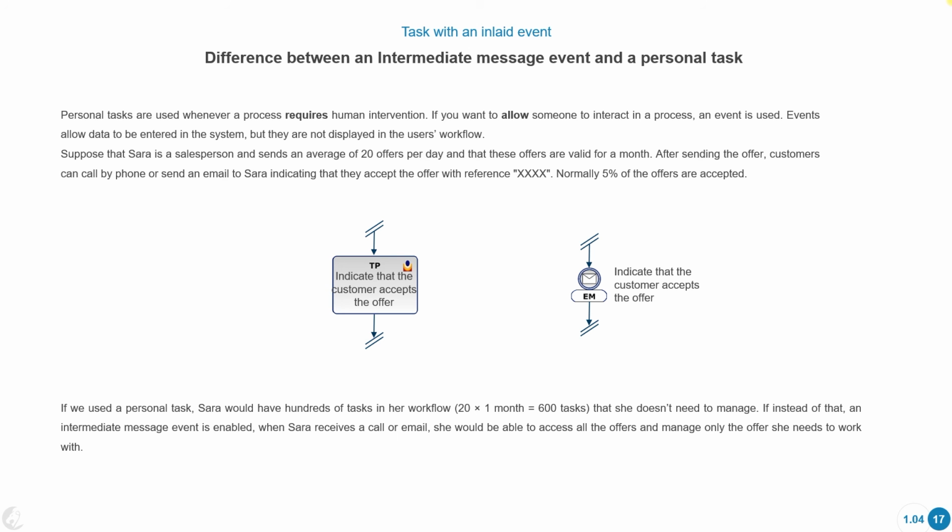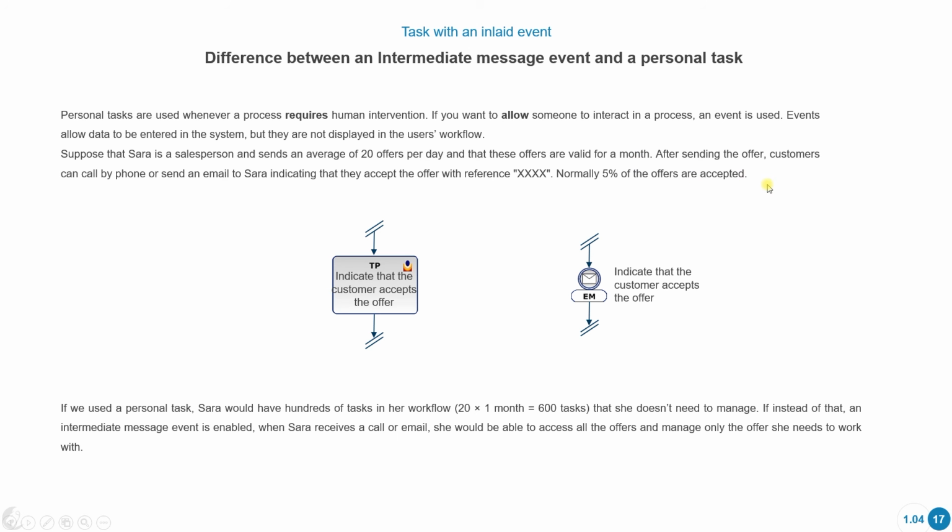But if we're using an event, we're just saying, okay, the process is going to stop here. And if someone decides to input information, then the process can continue. Okay, so events allow data to be entered into the system, but they are not displayed in the user's workflow. Let's suppose that Sarah is a salesperson and sends an average of 20 offers per day, and that these offers are valid during a month.